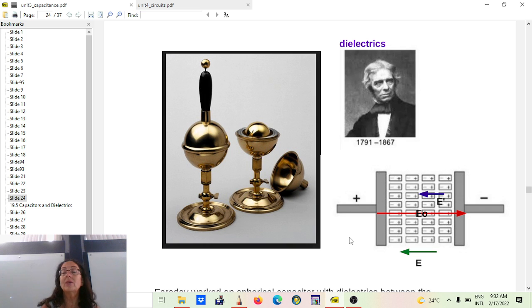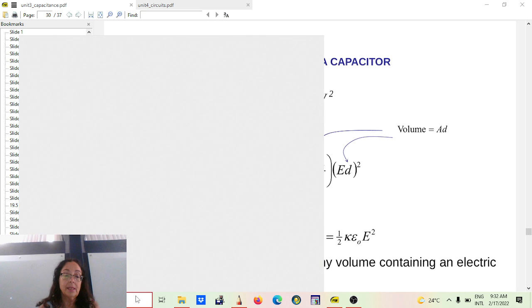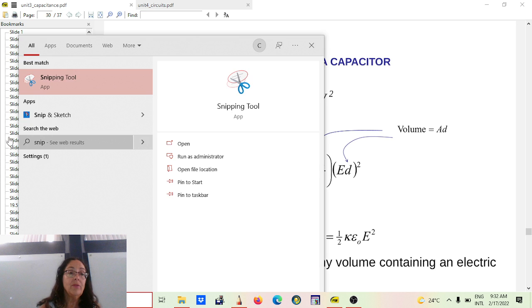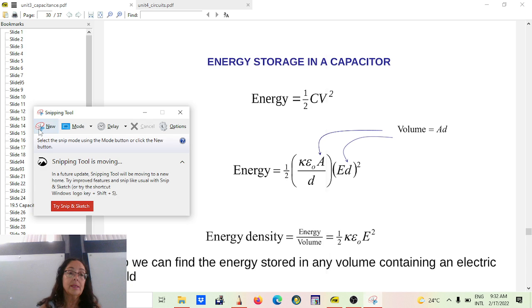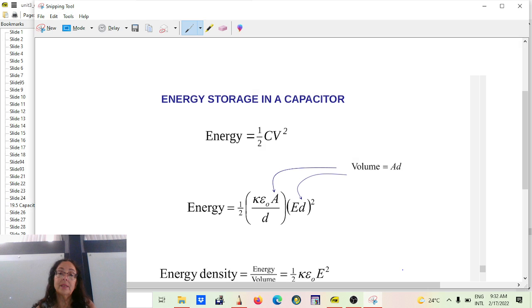So I told you about Michael Faraday because he's the one who did the first study on dielectrics, and he used spherical capacitors. So we did all that. And then the last thing I had to cover is the energy stored in a capacitor. So it's going to be 1/2 CV squared. And if I just use that equation here, that will be just for a capacitor, right?